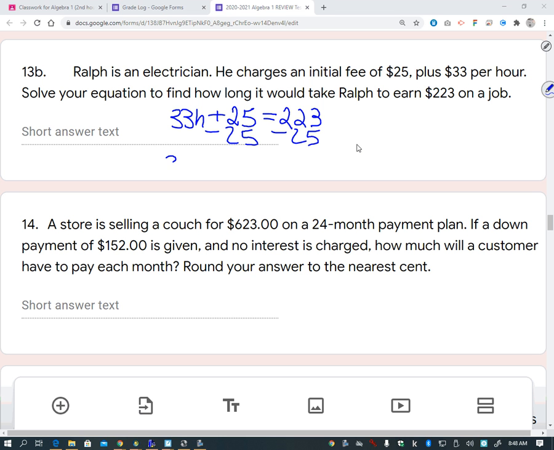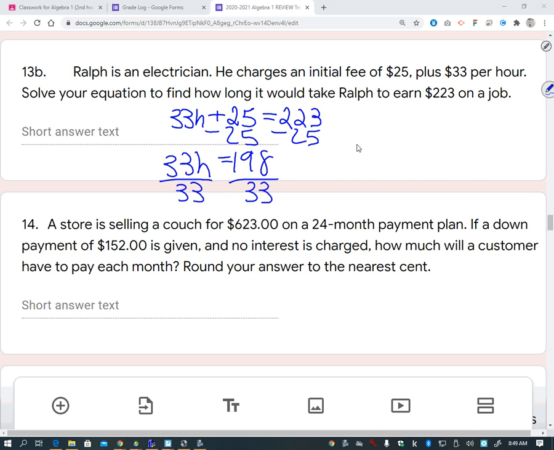Okay, so we have 33H left over. What is 223 minus 25? 198. Okay, trust you on that. All right, what's the next step? Go ahead. All right, so divide by 33. Notice that we're doing the opposite operation to move things over. So if it's plus 25, I'm going to subtract 25 because 25 minus 25 is 0, and it keeps the equation balanced. If I'm taking 33 times H, I'm going to do the opposite of multiplication by dividing. 33 divided by 33 is 1H, so it cancels itself out.